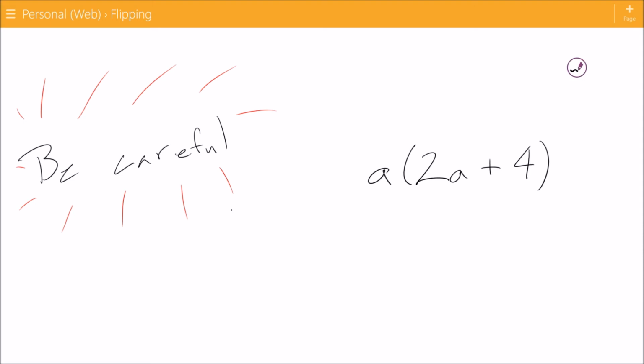Sometimes you will see something like this. The distributive property is what we should be thinking of when we see this, where this would distribute to both of these values on the inside here. But sometimes what I see students do is think, oh, I've got an a here, I've got 2a here, so a times 2a is equal to 3a.